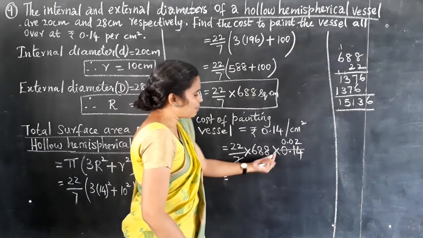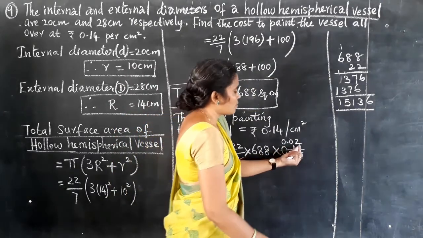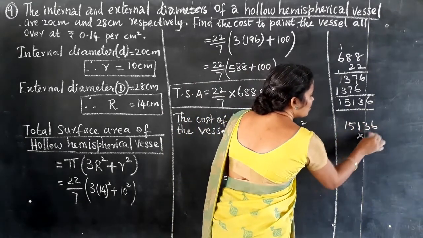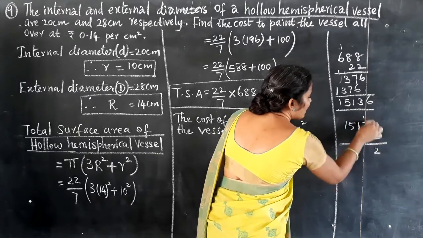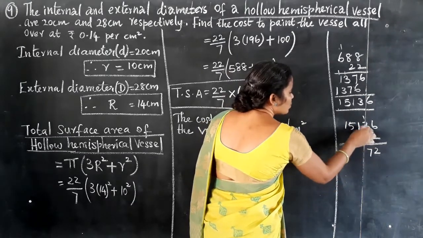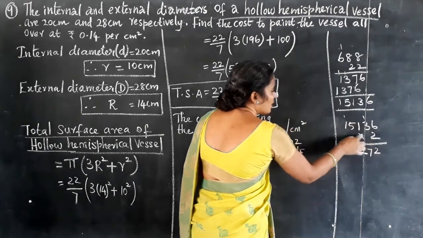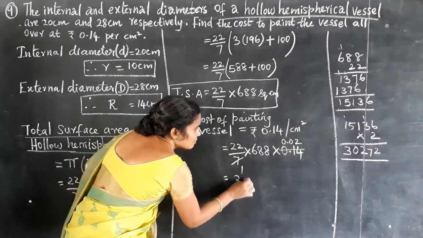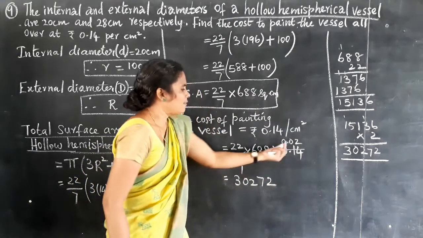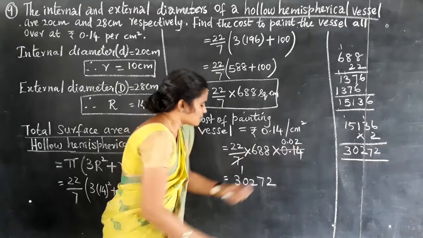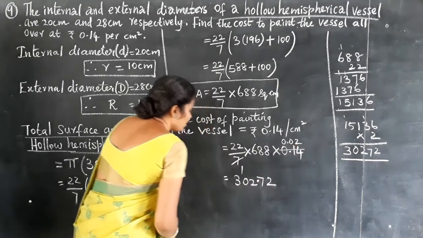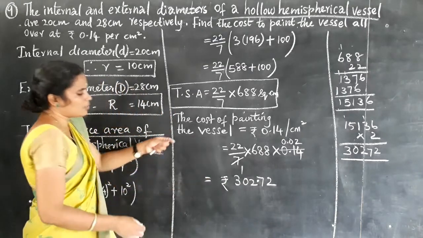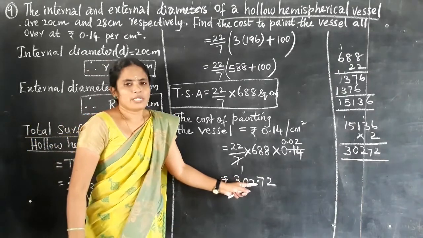And again multiply with 0.02, so we can multiply with 2. 15136 into 2 is 30272. Here we have decimals after 2 places. So therefore the cost of painting is equal to 302.72.